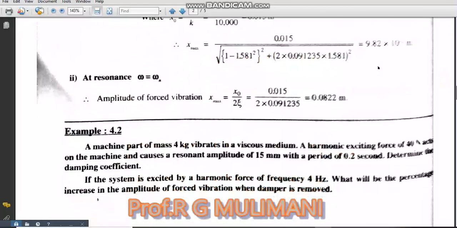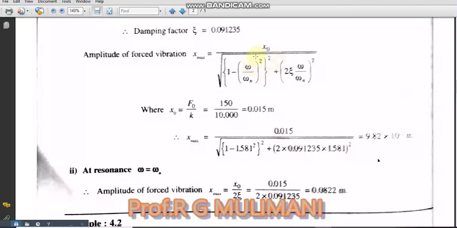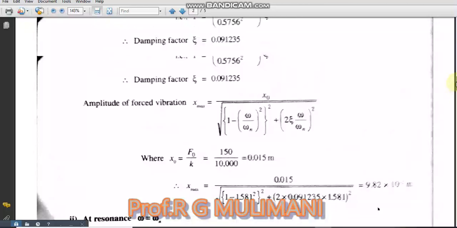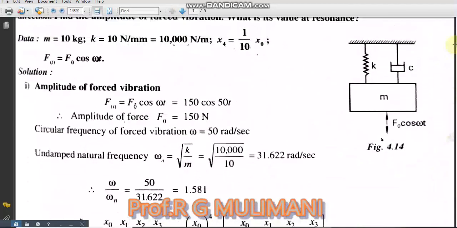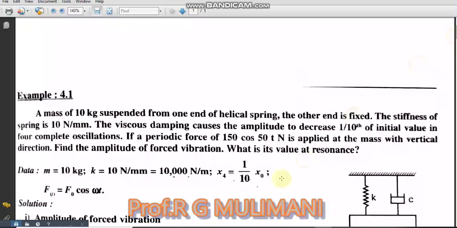Then you substitute in this equation; we have all the values now, so you will get the amplitude of the forced vibration. After finding this amplitude, we need to find one more parameter there. What is its value? What is the amplitude at resonance?